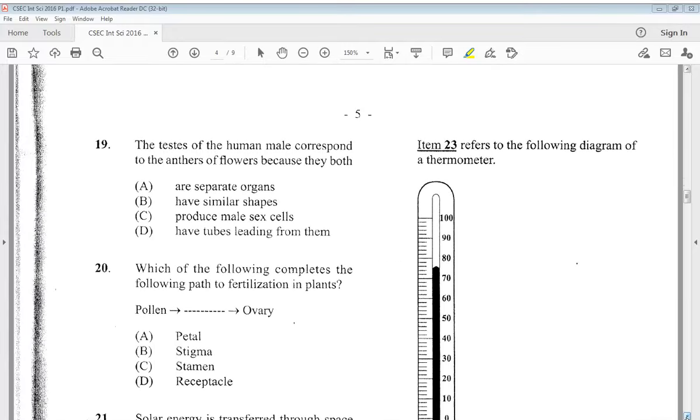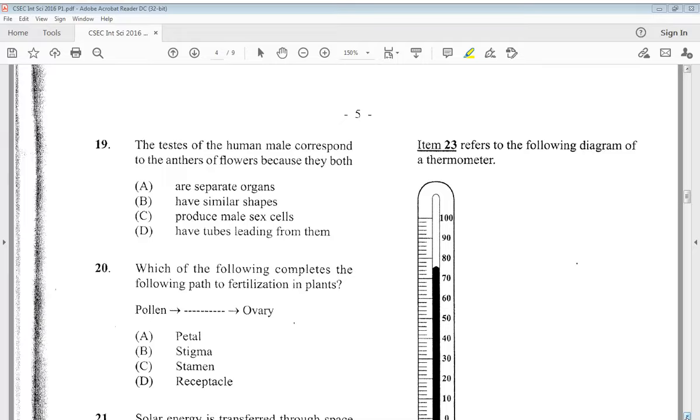So let's go into 19 now. The testes of the human male correspond to the anthers of flowers because they both A, are separate organs, B, have similar shapes, C, produce male sex cells, D, have tubes leading from them.